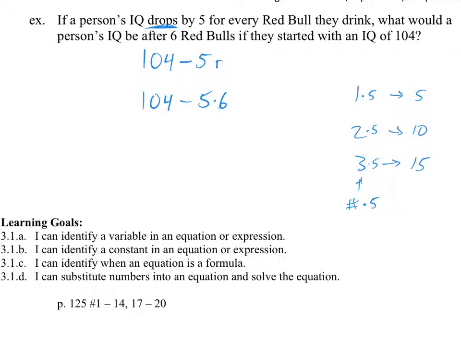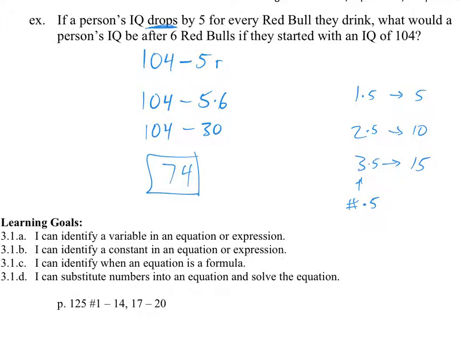Katie in her head said, okay, it drops by 5 for every Red Bull, and this person has 6 Red Bulls, so they drop by 30. Their IQ drops by 30. So that's how she came up with 104 minus 30. So 74 is the final answer.